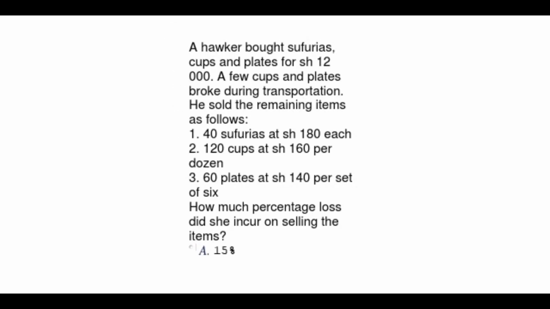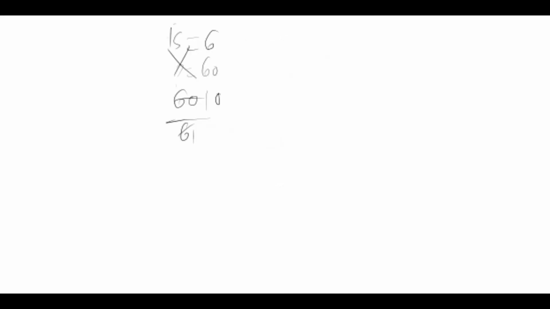So we are told 60 per set of 6, so 1 set is equal to 6. What about 60 plates, how many sets will that be? We have 60 over 6, which is 10 sets, and we are told 1 set is equal to 1/4. So we have 10, and 1 set is equal to 140 shillings.